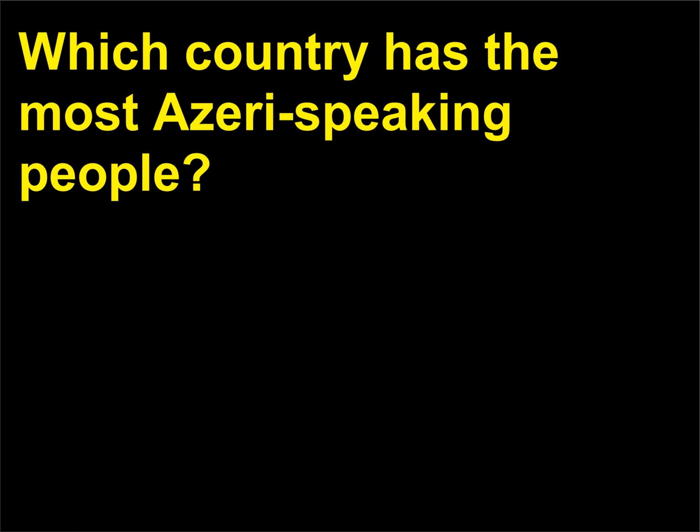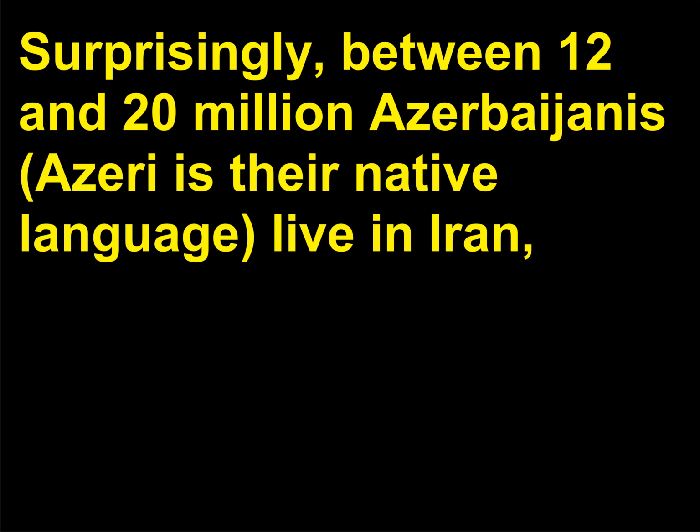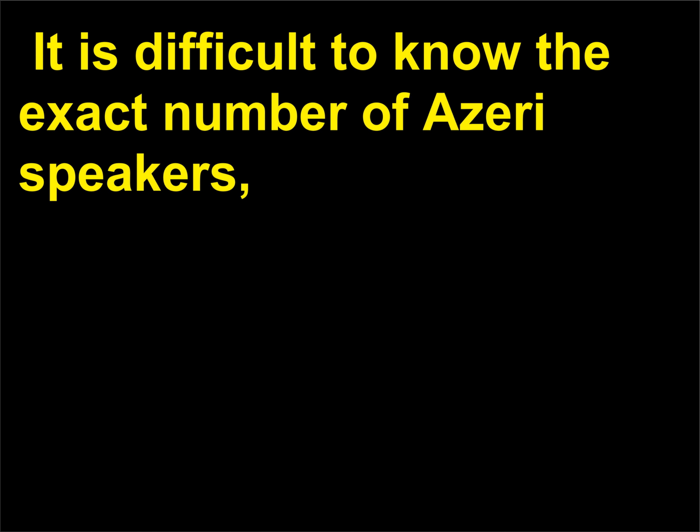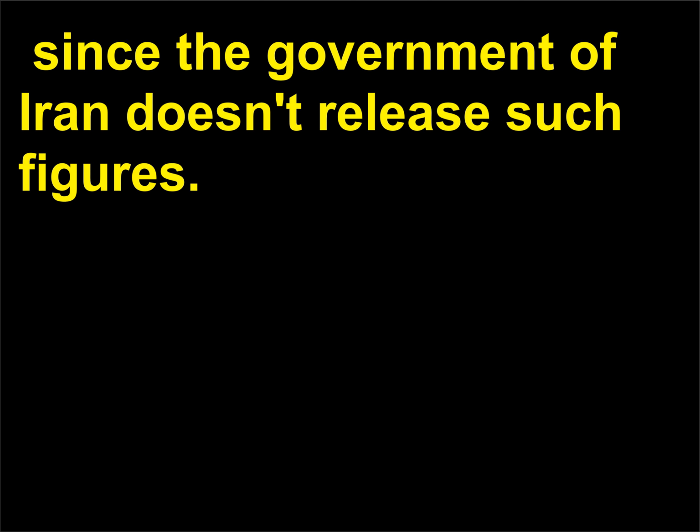Which country has the most Azeri-speaking people? Surprisingly, between 12 and 20 million Azerbaijanis, whose native language is Azeri, live in Iran, considerably more than the 8 million who live in Azerbaijan, Iran's neighbor to the north. It is difficult to know the exact number of Azeri speakers, since the government of Iran doesn't release such figures.